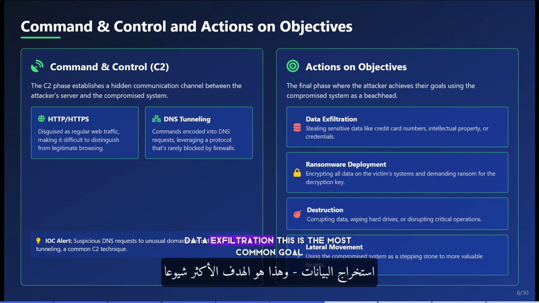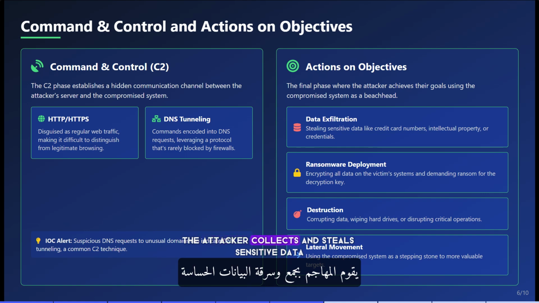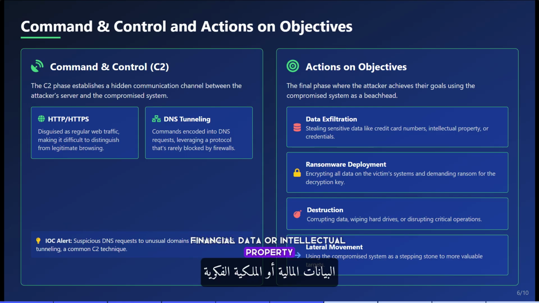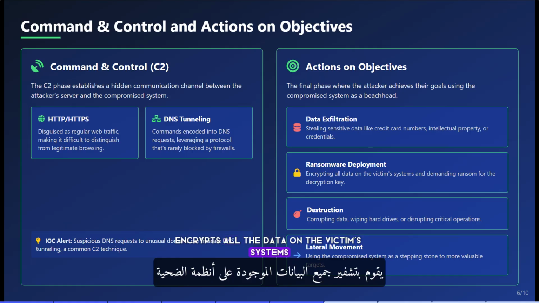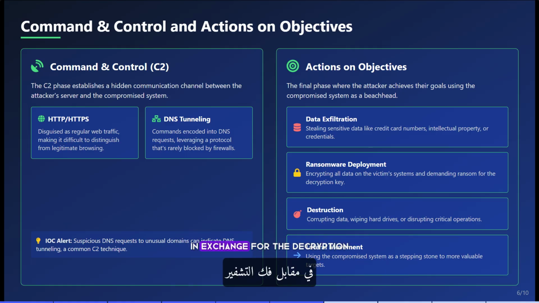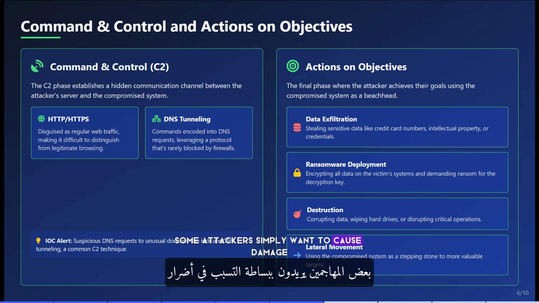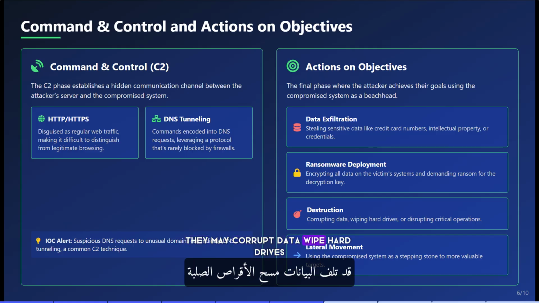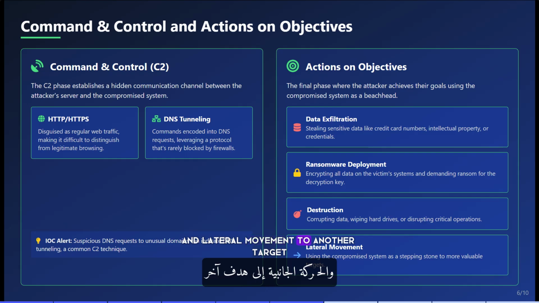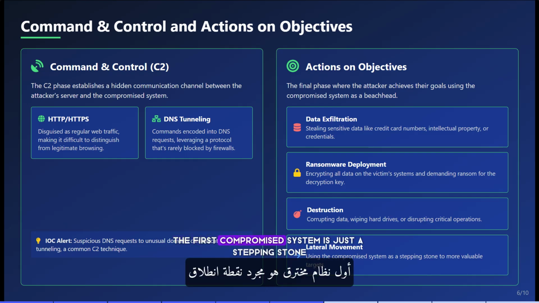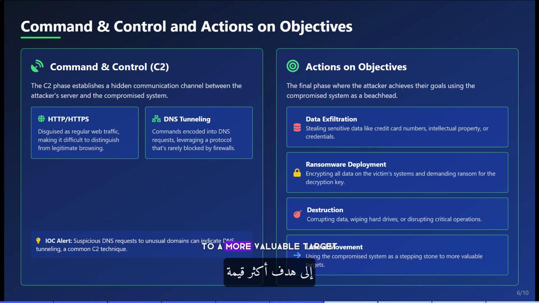Data exfiltration. This is the most common goal. The attacker collects and steals sensitive data, such as credentials, personal information, financial data, or intellectual property. Ransomware deployment. The attacker encrypts all the data on the victim's systems and demands a ransom payment in exchange for the decryption key. Destruction. Some attackers simply want to cause damage. They may corrupt data, wipe hard drives, or disrupt critical operations. And lateral movement to another target. Sometimes the first compromised system is just a stepping stone to a more valuable target.